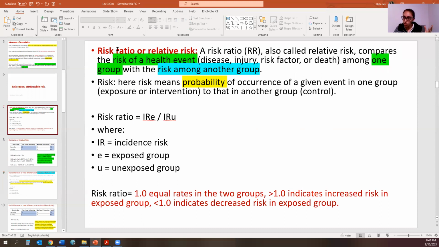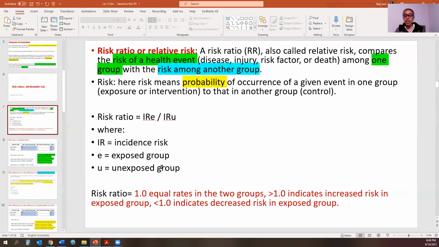So how are researchers calculating risk ratios? By dividing the exposed group by the unexposed group. Okay, so basically, this is what it is. It is not wrong to calculate attributable risk. It is not wrong to calculate risk ratios. It depends upon your research question. How do you want to compare them?